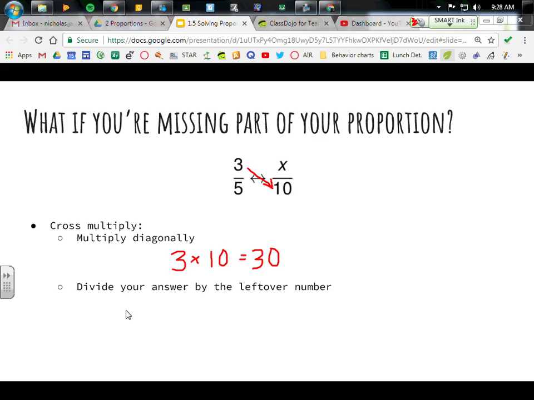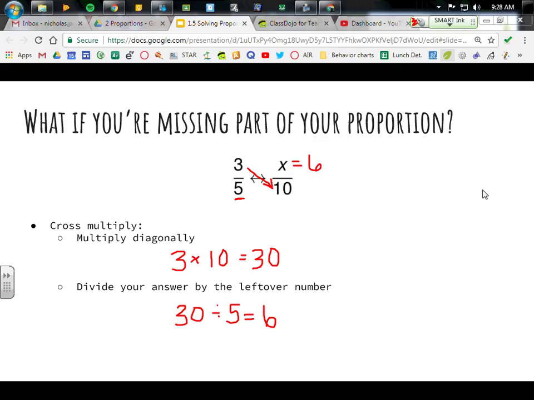Our second step is to divide by whatever number is left over. So we're going to divide 30 by 5, and this will give us our missing value. All right, so that means that x equals 6. So this ratio has to be 6 out of 10. All right, and then if you were to test that to see if they are proportional, you do 5 times 6, which is 30, and 3 times 10, which is 30. So now we know we have a proportion, right?